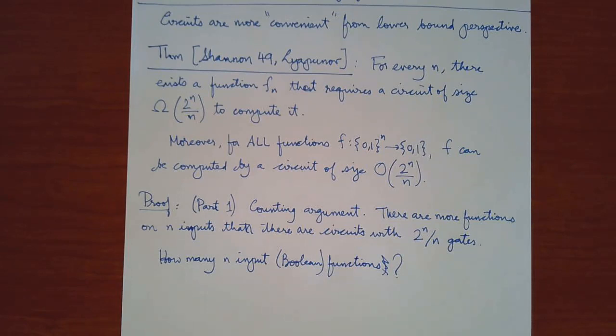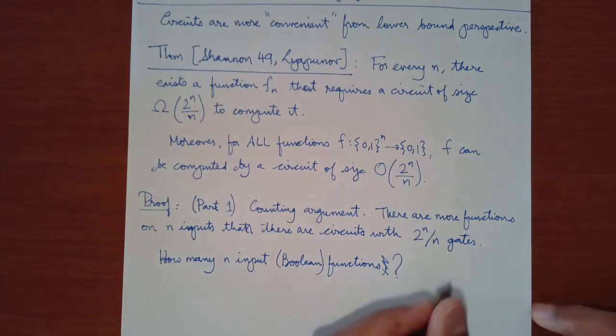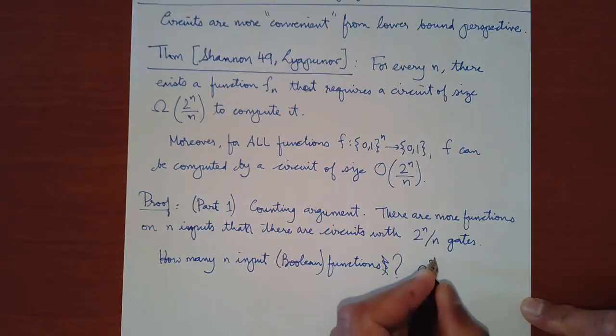Classic bound. How many? Well, for every string, it's either in or not in the language. Yep. So, 2 to the 2 to the n. 2 to the 2 to the n, exactly. It's 2 to the 2 to the n.